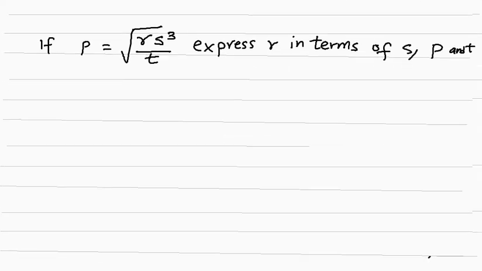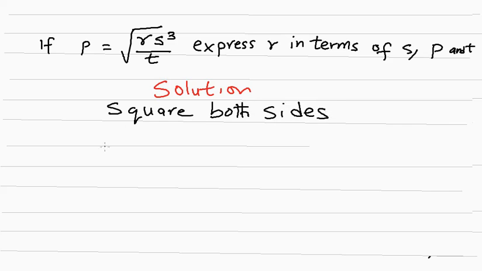This time around we have to make R the subject. In this case also, R is found inside a square root. So I have to square both sides. The very first step is to square both sides. So that's going to be p squared, and of course, it's equal to, if I square the square root of r x cubed all over t, square cancels square root. So I'm having r x cubed, then, of course, divided by t.